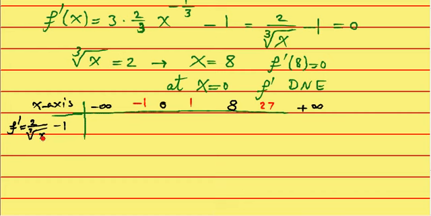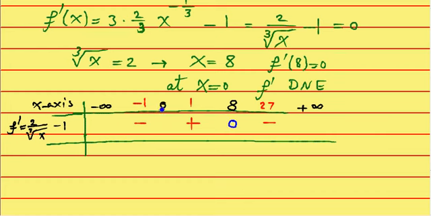If I take 1 and plug it here, what do I get? 2 over cube root of 1 minus 1, obviously positive. If I have negative 1 and plug it in this derivative, 2 over negative 1 minus 1, obviously I get a negative number. How about 27? 2/3 minus 1, that makes a negative number. That concludes our testing. It's good for us to remind ourselves that at 8 the derivative became 0. At 0 the derivative is infinity, plus or minus infinity. Why? Because we are dividing by 0.